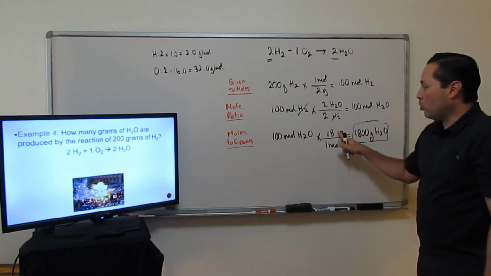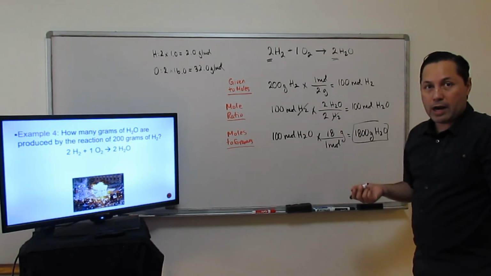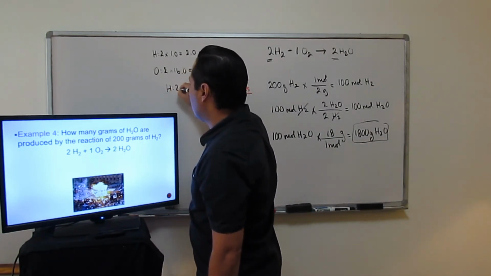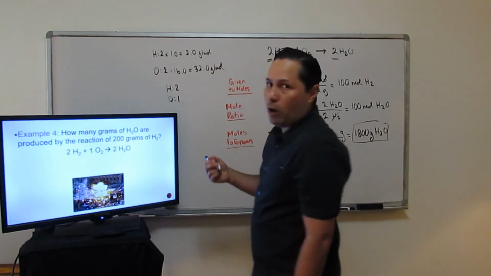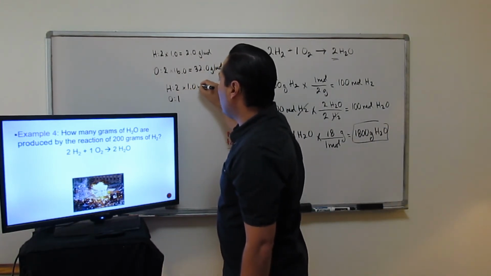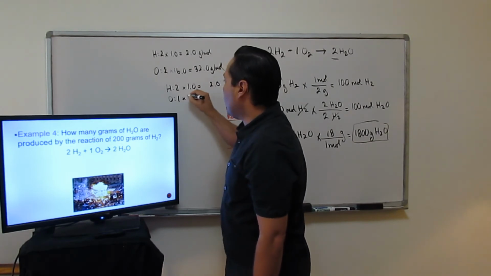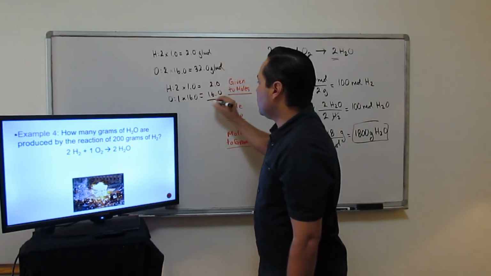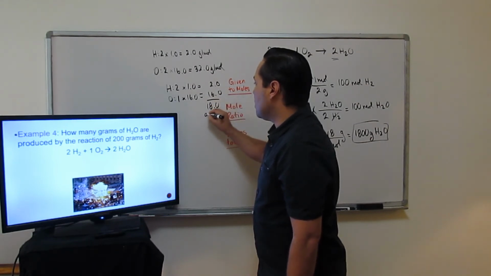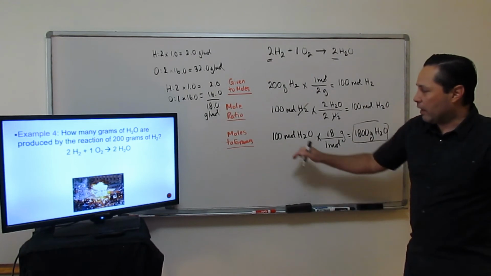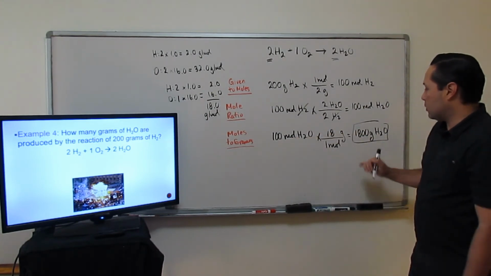Now, the work for the molar mass of water: how do we get that 18? Well, we count how many hydrogen atoms and how many oxygens are in water: 2 hydrogens, 1 oxygen. Molar mass of hydrogen is just 1. Molar mass of oxygen is 16, so 1 times 16 is 16. So our grand total is 18 grams per mole, and that's where this 18 came from. And after that, multiply, divide by 1, you get your answer.